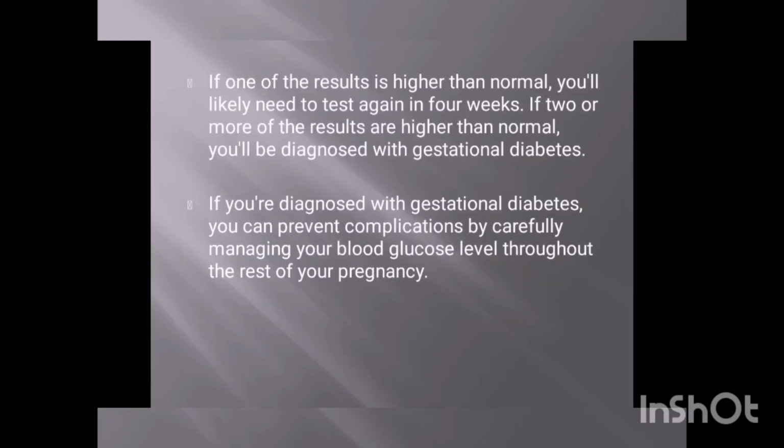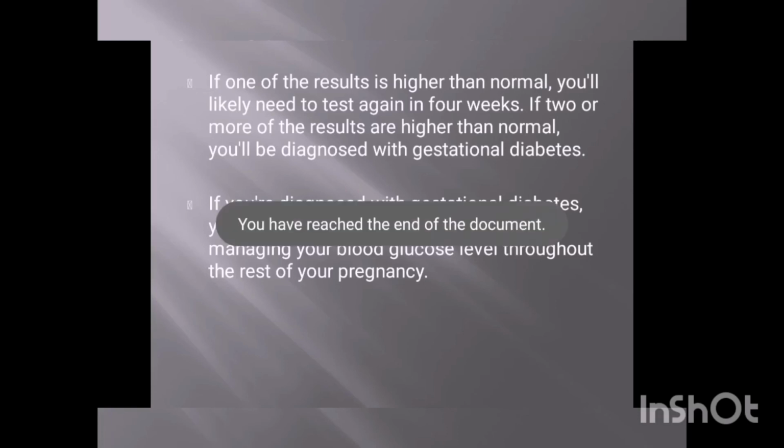If one of the results is higher than normal, you'll likely need to test again in 4 weeks. If 2 or more of the results are higher than normal, you'll be diagnosed with gestational diabetes. If you're diagnosed with gestational diabetes, you can prevent complications by carefully managing your blood glucose level throughout the rest of your pregnancy. So that's all.